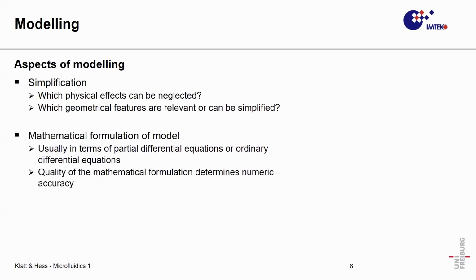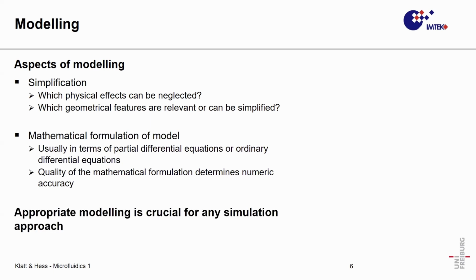The last aspect is the mathematical formulation of the model. This is usually done in terms of partial differential equations, or it can be ordinary differential equations, for example. And the quality of the mathematical formulation determines the numeric accuracy. And this again is a little bit the verification part, where you have to take account for numerical errors. And we are also talking about this in one of the examples in the lecture. And to sum it up, the modeling is an absolutely crucial aspect for any simulation approach. And if you ever do modeling and simulation, please take care to very, very carefully model your problem.